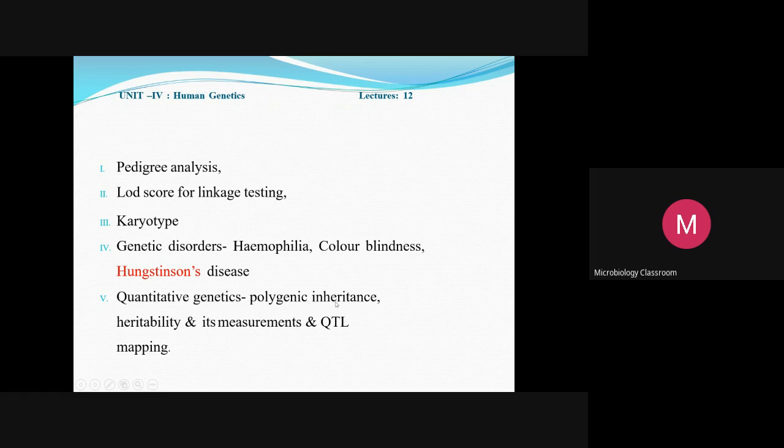Then quantitative genetics, in that polygenic inheritance is there, which means inheritance governed by many genes. Then heritability and its measurements, and QTL mapping is there. QTL mapping is quantitative trait loci mapping. This QTL mapping is done with the help of molecular markers like RFLP, RAPD, AFLP, and some other markers. So with the help of those, QTL mapping is carried out. So this part is covered in human genetics.